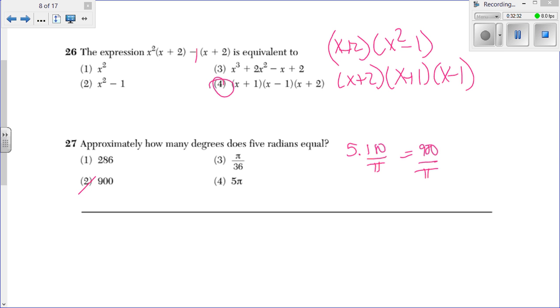It is not choice 2. And 900 over pi isn't going to simplify to 5 pi. And it's not going to simplify to pi over 27, but I bet you if I put it into the calculator, it's going to give me 286.4788976. So it is choice 1.